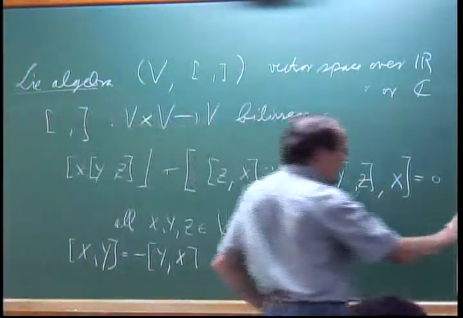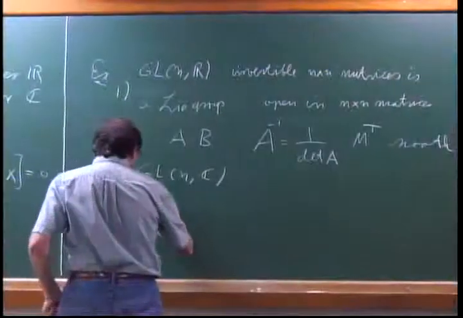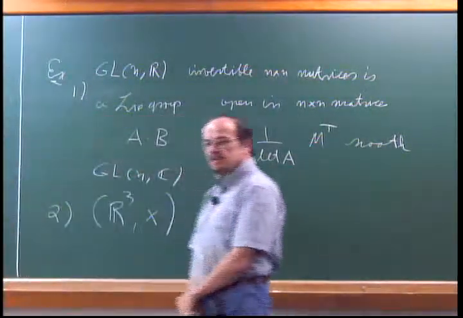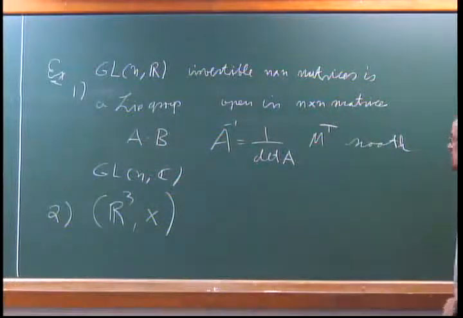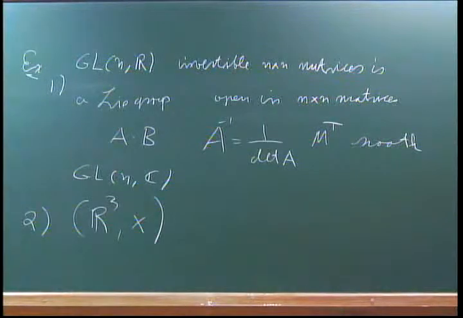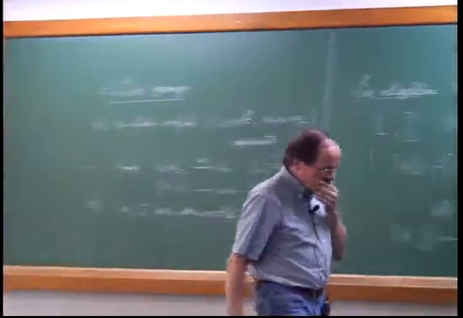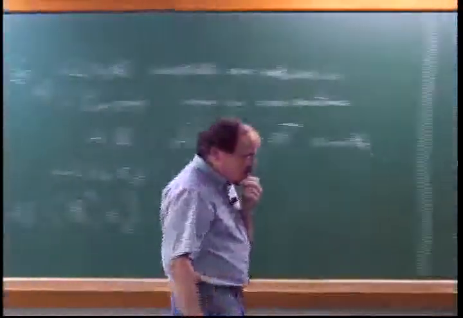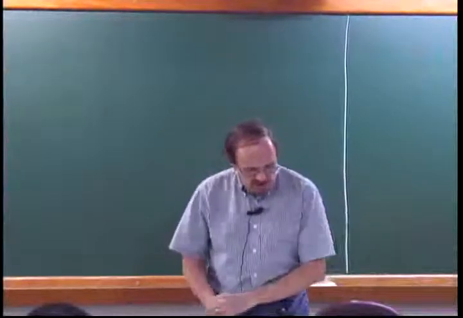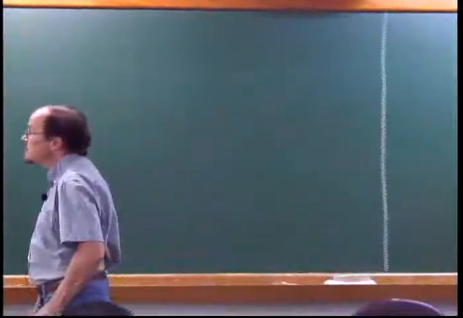And the simplest example of a Lie algebra is, say, R3 with the cross product. The cross product on R3 has all these properties. It's skew-symmetric, it satisfies Jacobi. So that's a Lie algebra. Okay. Then the relationship between the two is obtained by left invariant vector fields.